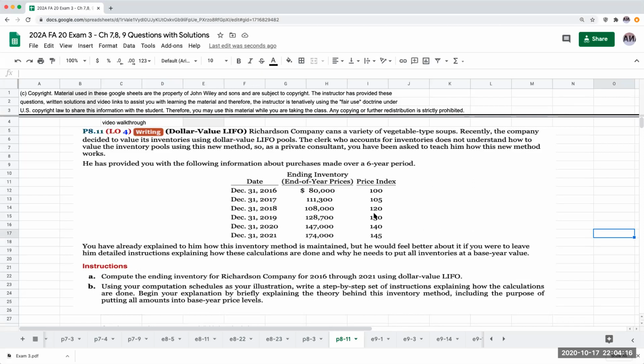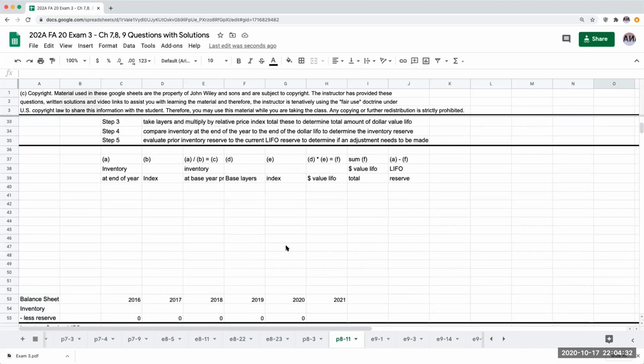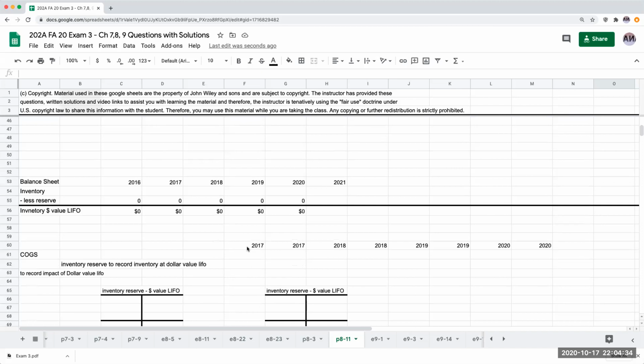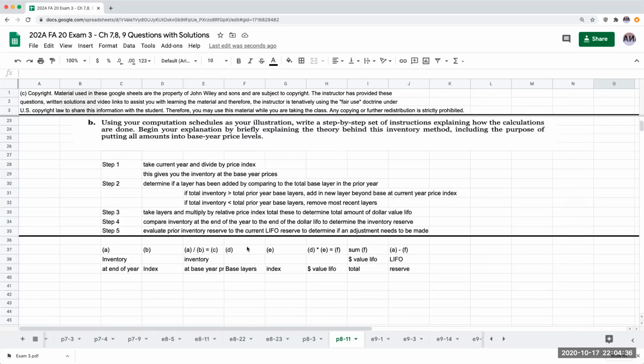So Richardson Company cans a variety of vegetable type soups. Recently, the company decided to value its inventory using dollar value LIFO. So what we're going to do is go through the computations and do what we've been doing for the other previous questions. So we'll go ahead and start.